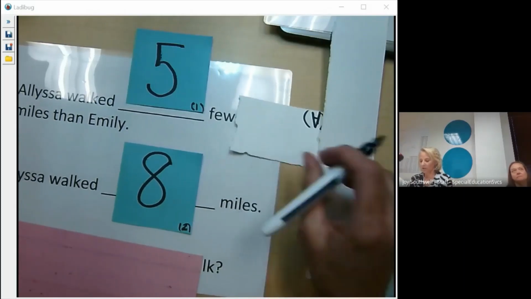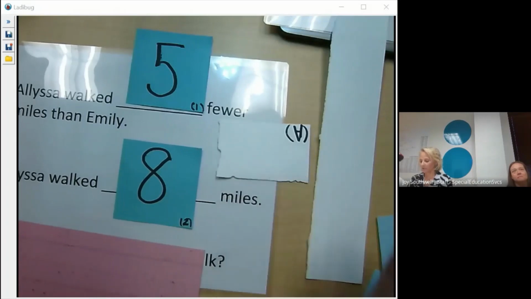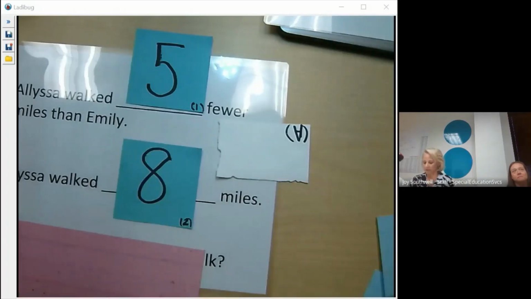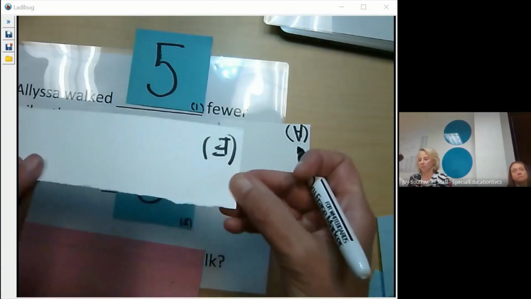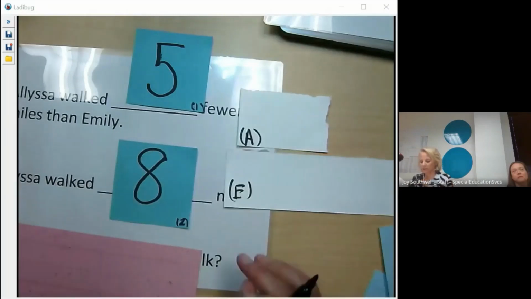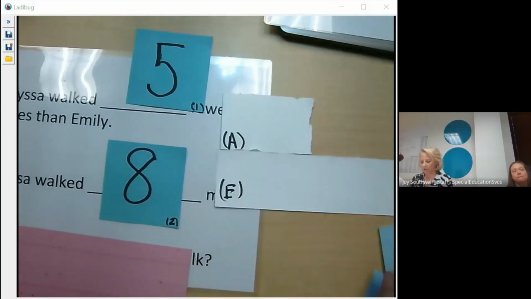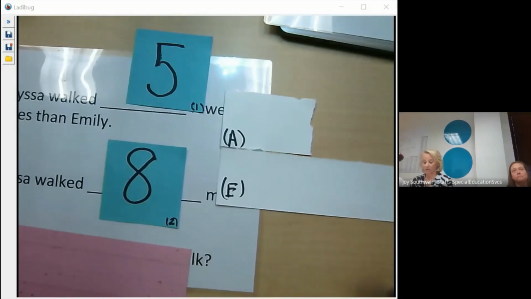So we know that Alyssa walked some fewer miles than Emily. So Alyssa's got the smaller bar. And then we know that Emily has the longer bar. So I put an E on Emily's. All right. So Alyssa walked 5 fewer miles than Emily. Alyssa walked 8 miles. So now we can go, okay, I know how far Alyssa walked.